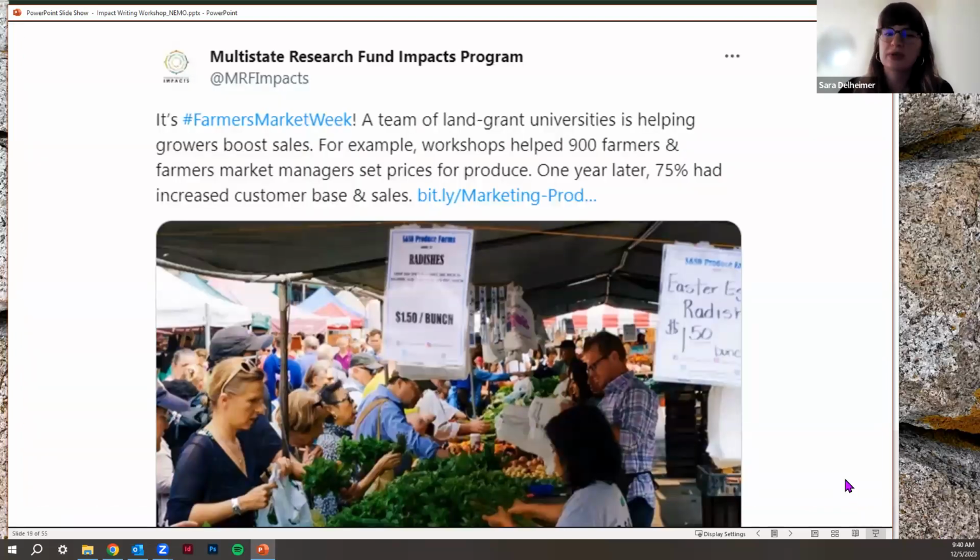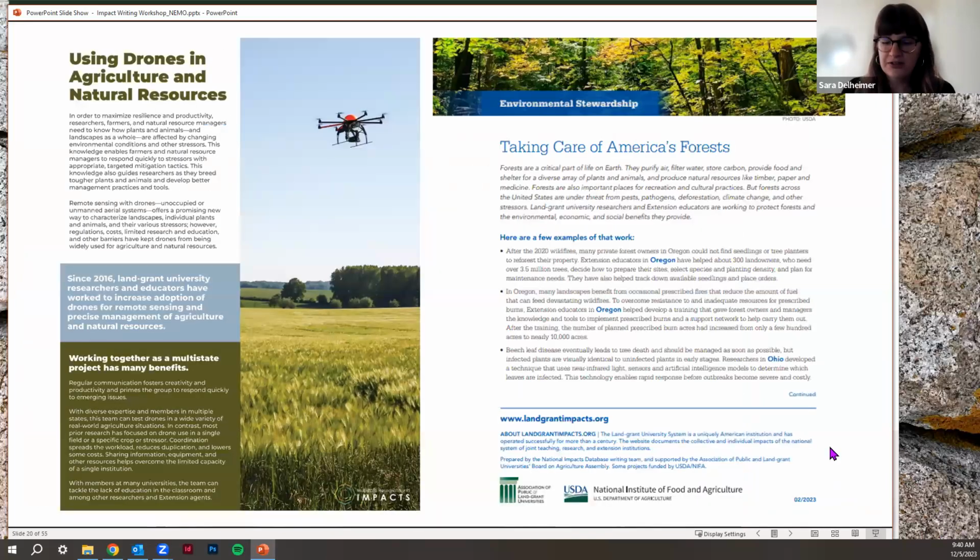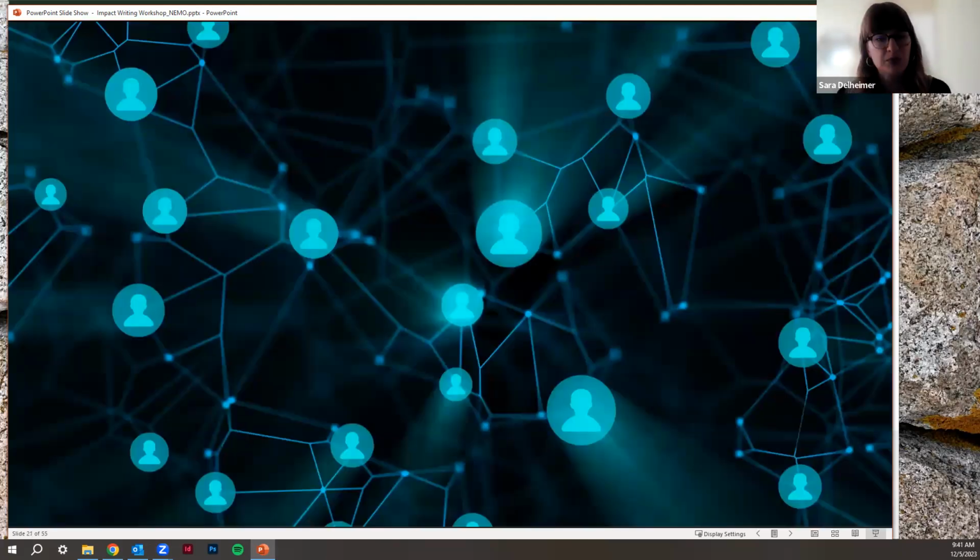Impact statements are also really easy to adapt and use on social media. And then they can also just be formatted and used as handouts or leave behinds at different meetings or conferences. A great way to show off the work that your institution is doing and the impact it's having. So impact statements are really versatile. I hope those examples help illustrate that.